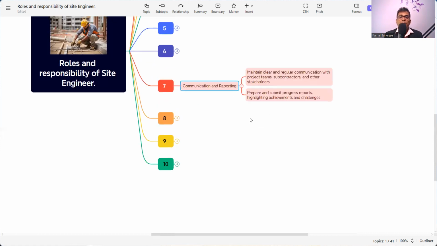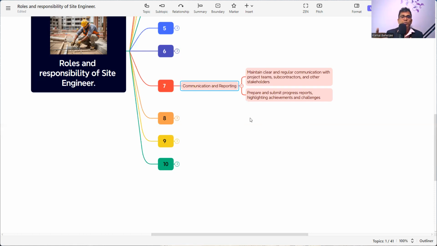Then communication and reporting. Maintain clear and regular communication with project teams, subcontractors, and other stakeholders. Prepare and submit progress reports highlighting achievements and challenges, which means in day to day work, you need to be very, very careful about the communication and the reporting, because if the communication is not proper, the project manager or the construction manager will not get the proper feedback from you. And if they are not getting the proper feedback, they will not take the action appropriately. So there will be chances of quality deviation or time delay or budget overrun. So you need to be very careful about the communication and the reporting.